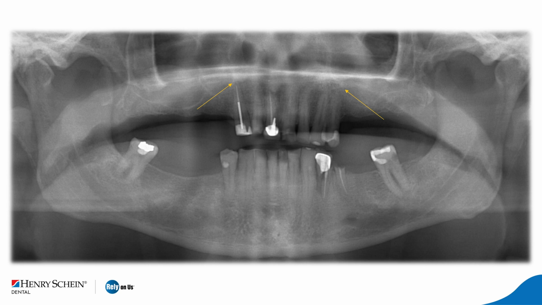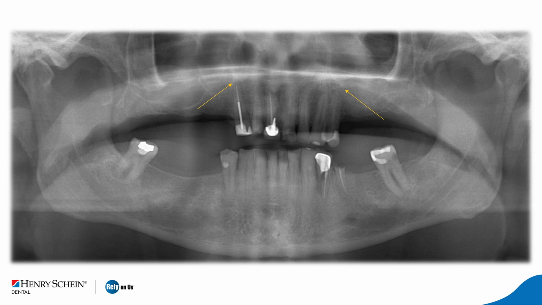Where is the floor of the nose? It's nowhere to be seen. So when you have a major landmark that is missing from a radiograph, even on a 2D, something's going on there. Something very serious, that means trouble. Okay, so the floor of the sinus is not visible on the pan.